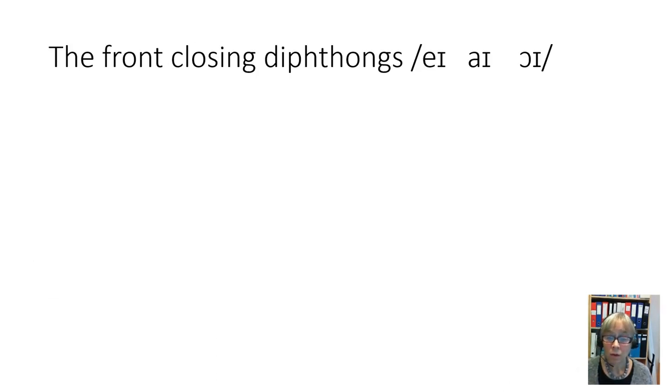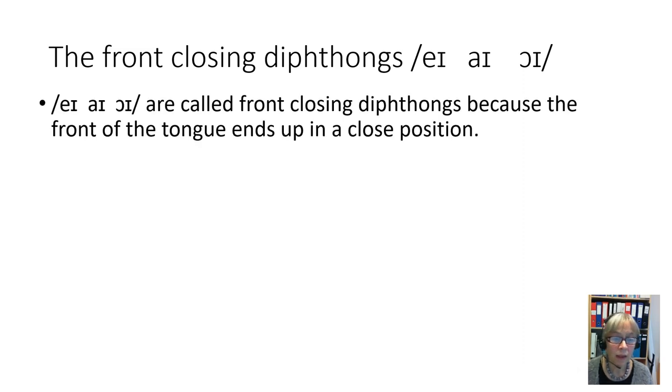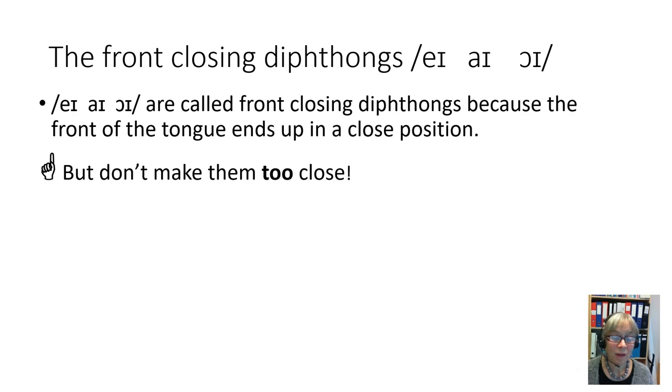Then we've come to the diphthongs, and let's do the front closing diphthongs first. A, I, oi. They're front closing because it's the front of the tongue that moves towards the closer position in the mouth. The tongue, as it's said here, ends up in a quite close position. However, don't make those diphthongs too close at the end.